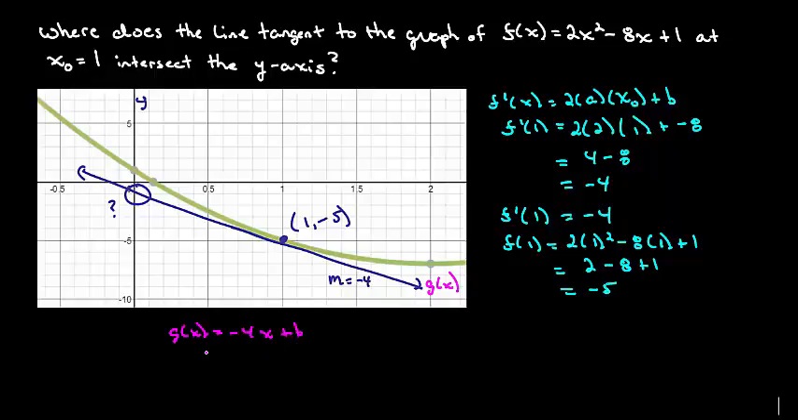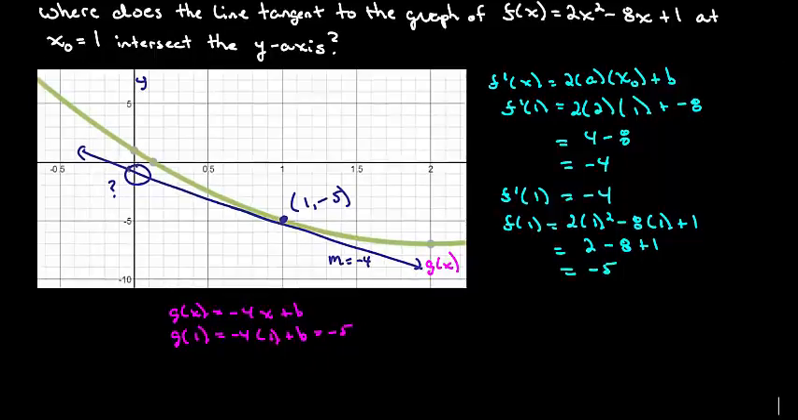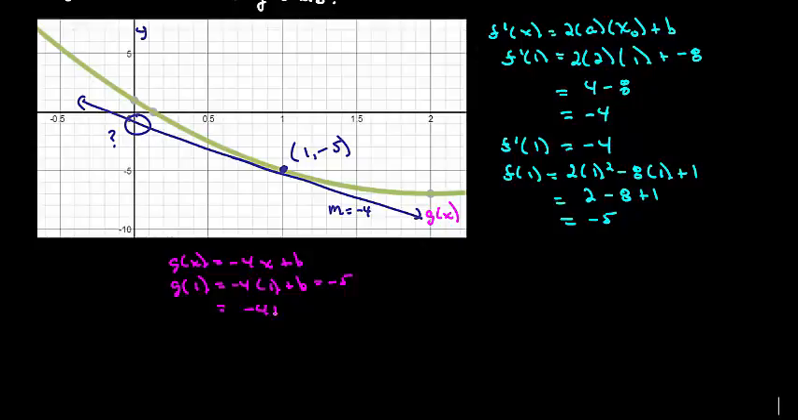We don't know what b is, but we know that when we plug in 1, we're supposed to get out negative 5. So let's just go ahead and solve this. So that's going to be negative 4 plus b is negative 5. So b is negative 1. And so what we can tell here is that g of x, which is equal to negative 4x plus 1, must hit the axis here at a value of exactly 1. So it hits at 0, 1.